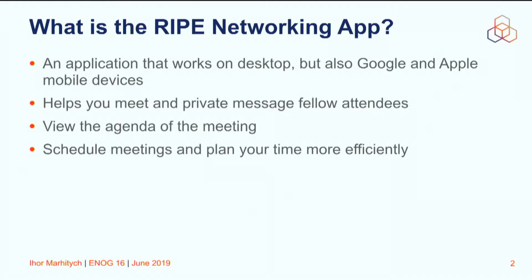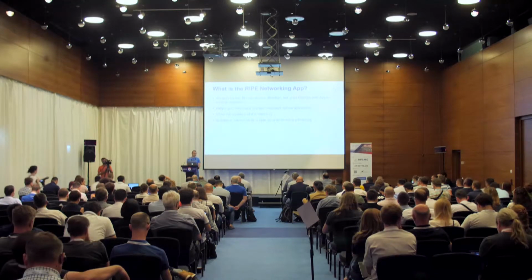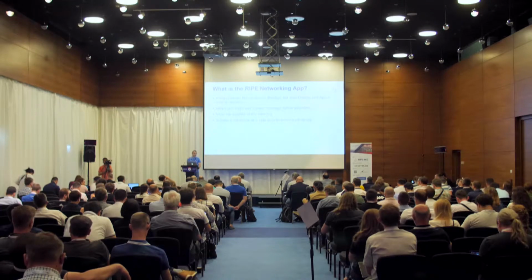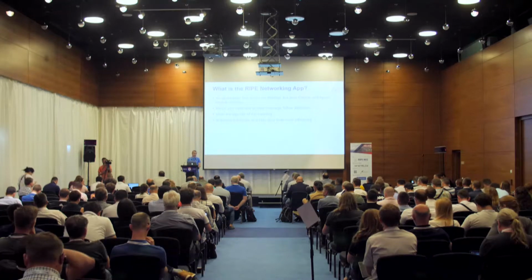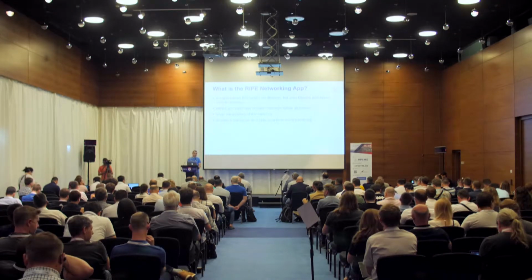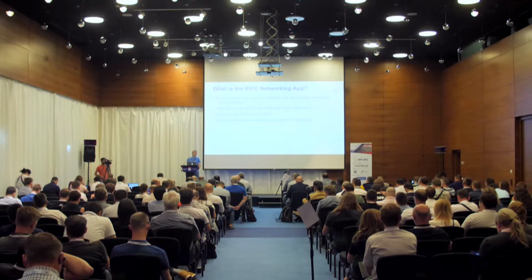My first slide is: what is the RIPE Networking Application? It's an application that works on the desktop, and it is for establishing communication and contacts. What type of application is it? This application is a mobile application that can work both on the desktop and on Android, Google and Apple mobile devices. It helps you to meet and privately message fellow attendees, also those who have already registered for the conference, and also to send them messages and notifications, and to plan your schedule, your agenda.